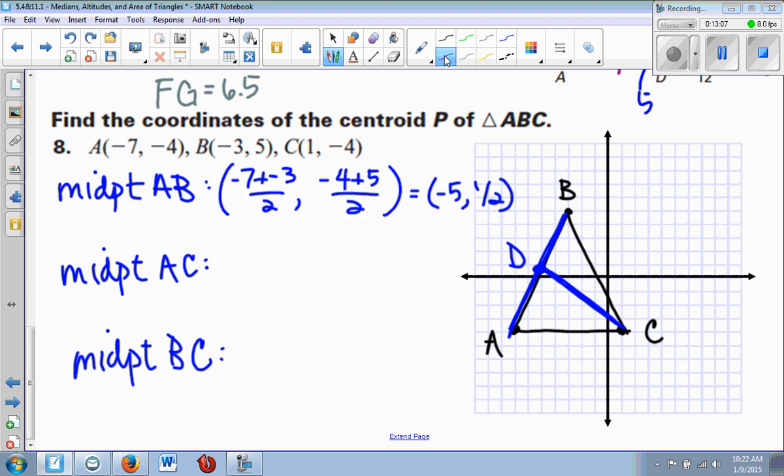Let's find the midpoint of side AC. Add the x's, -7 and 1, divide by 2. Add the y's, -4 and -4, divide by 2. And I get a coordinate point of -3, -4. 1, 2, 3, 1, 2, 3, 4. So I get a point down here. We'll call that point E, and we're going to connect from B to E.